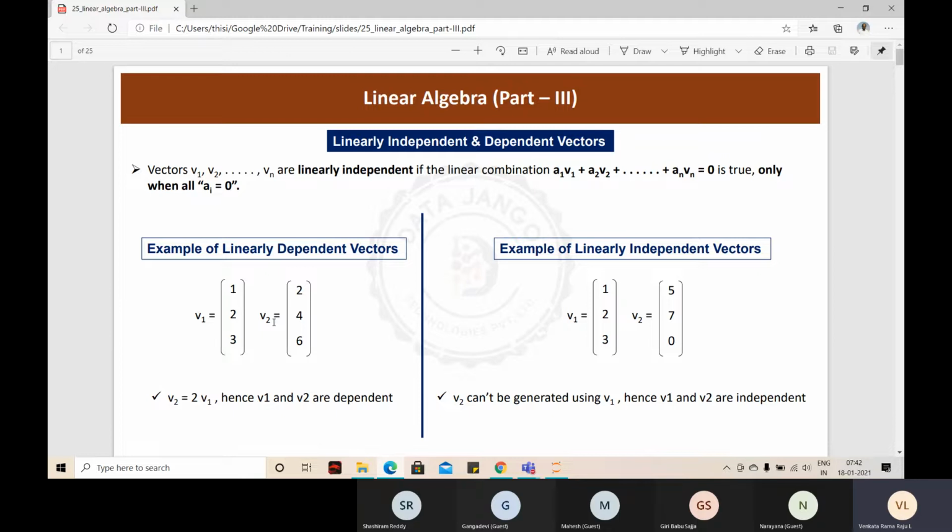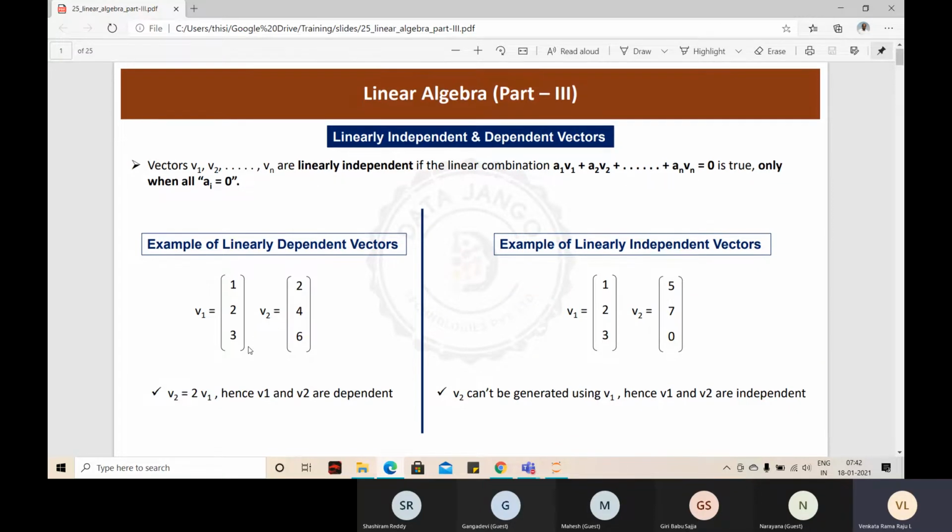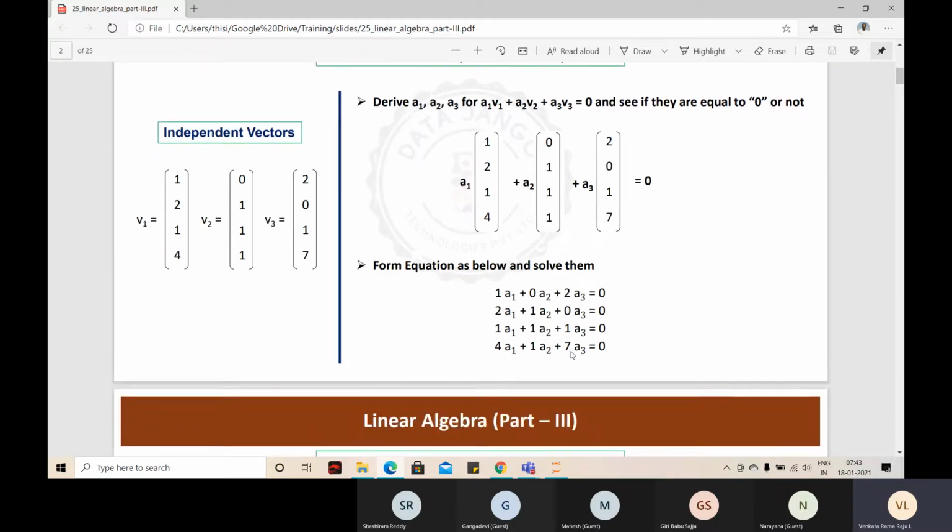When you combine these two, there is a coefficient -2 times v1 plus v2 equal to 0. So the coefficients are -2 and 1. Or 1 and 0.5: v1 minus, sorry, v1 plus 0.5 v2 is also 0. So it is not needed that a1, a2, a3 are integers. They can be real numbers also. So that is linearly dependent.